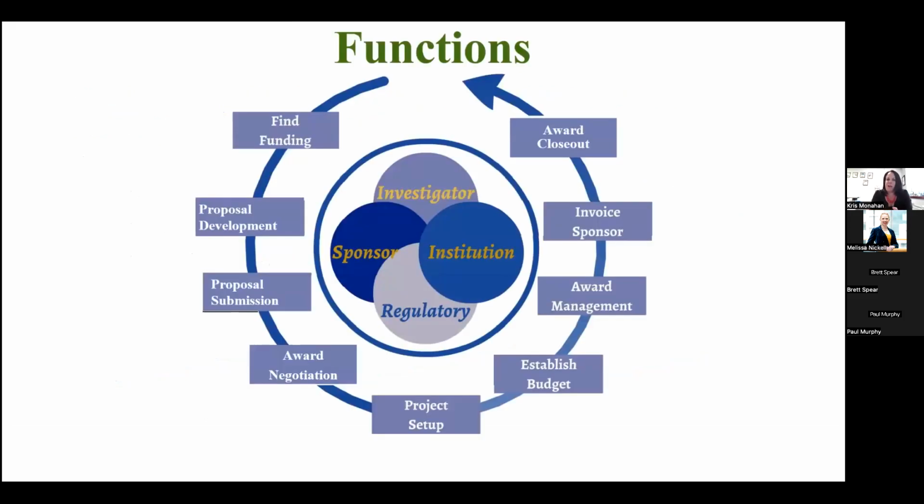So when I talk about the sponsored programs functions, we have to overlay those into the culture that we talked about before. So you have an infrastructure, a culture, and you have to think about the functions that an office does. And this image shows the whole life cycle, from finding funding to working on developing the proposal, submitting it, negotiating the award, setting up the project, etc., all the way to the award closeout. So it's a full process.